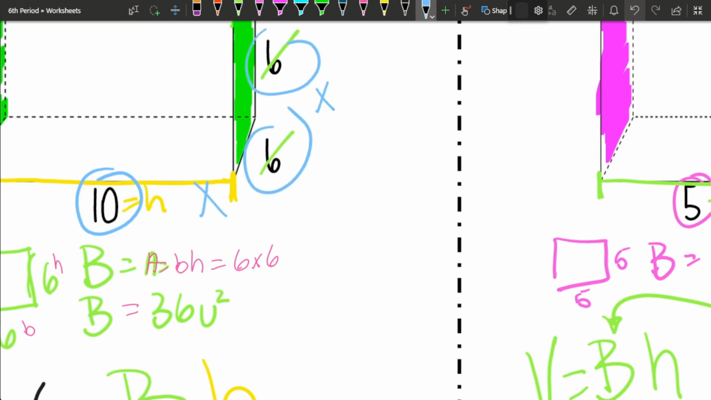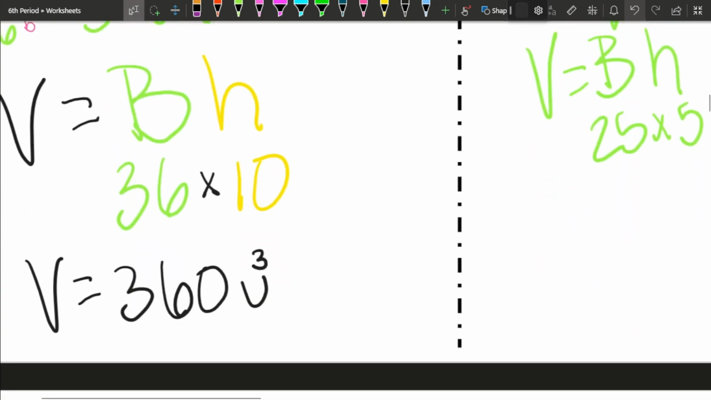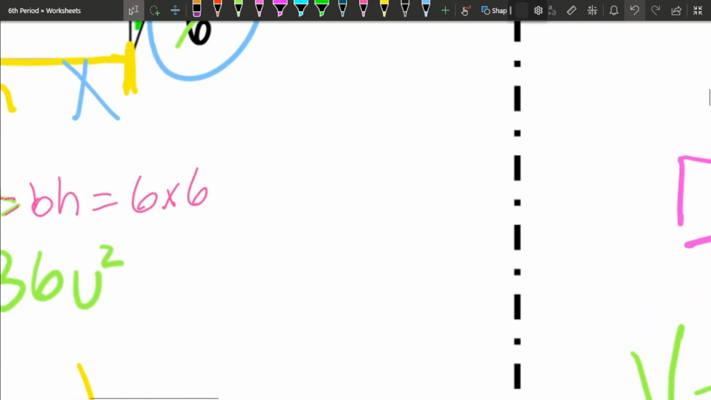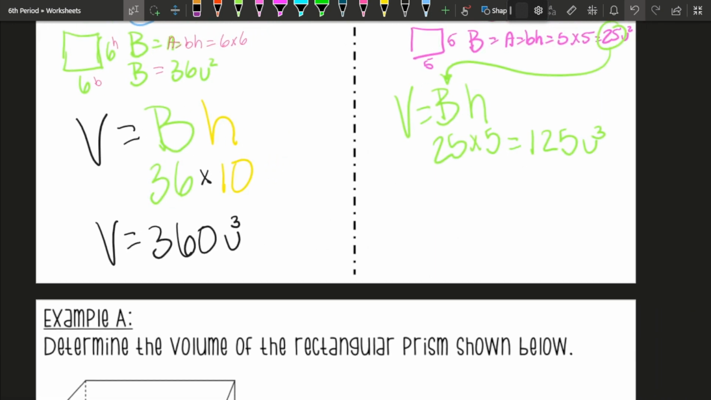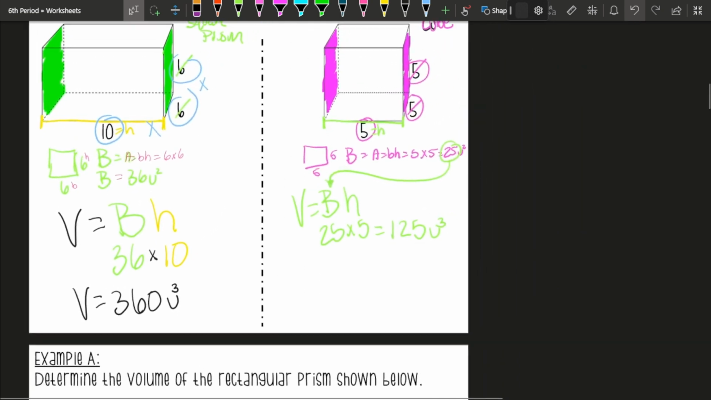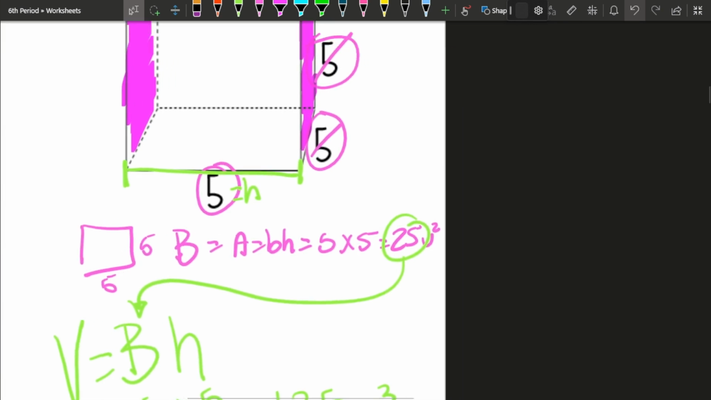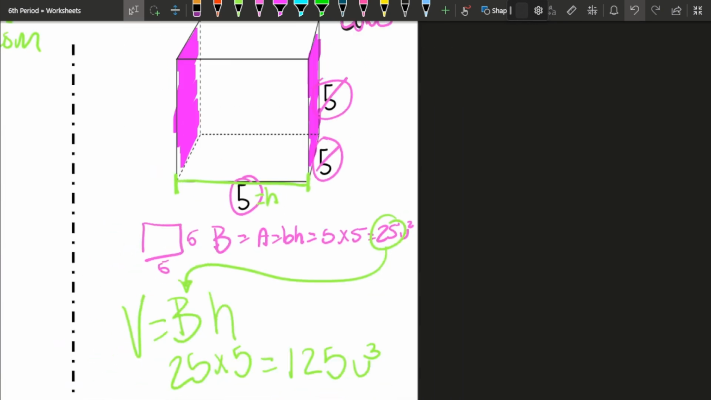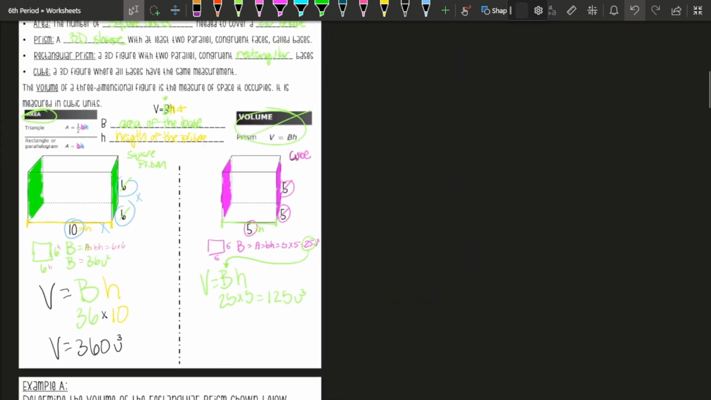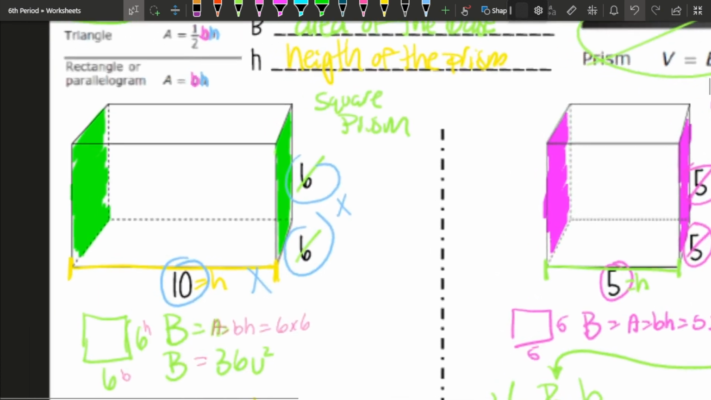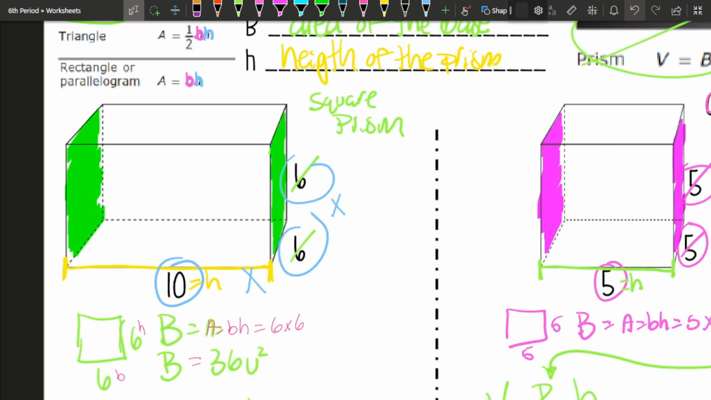6 times 6 is 36, times 10 is 360. Isn't that what we got? We got 6 times 6 right there, and then times 10. All we did was multiply 3 numbers, and that's the answer. So again over here, 5 times 5 is 25, times 5 is 125. And that's really all there is for the volume of rectangular prisms.